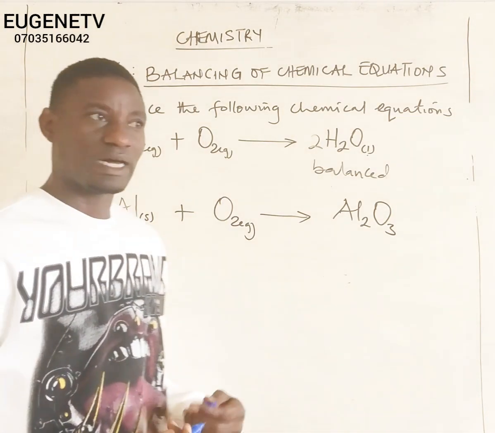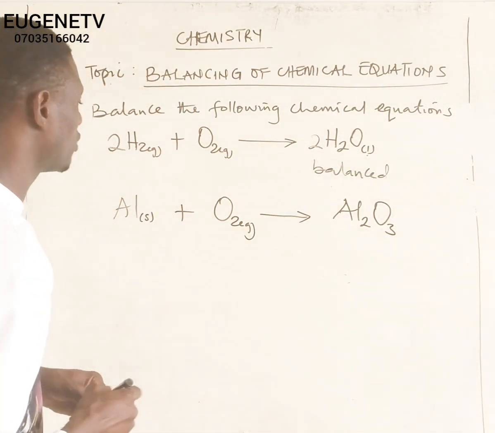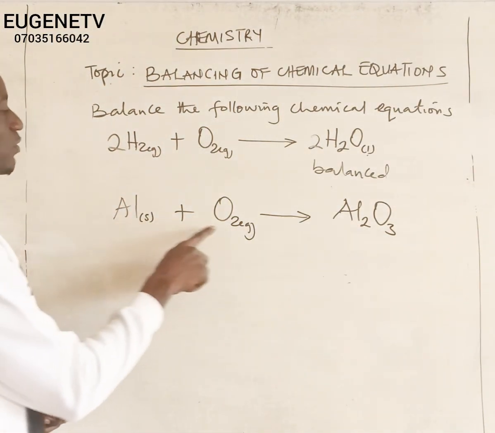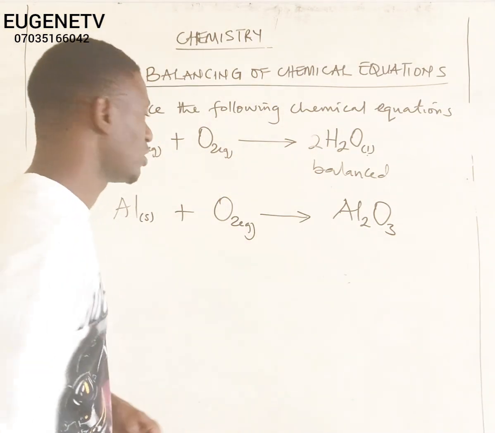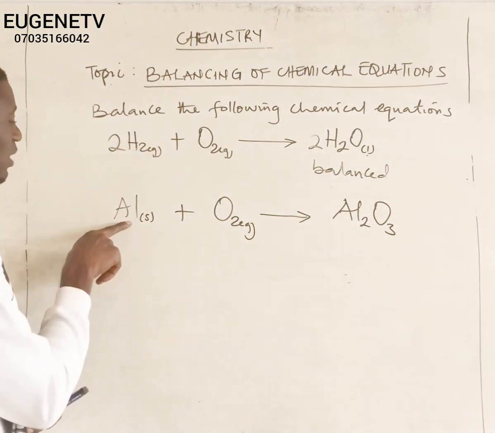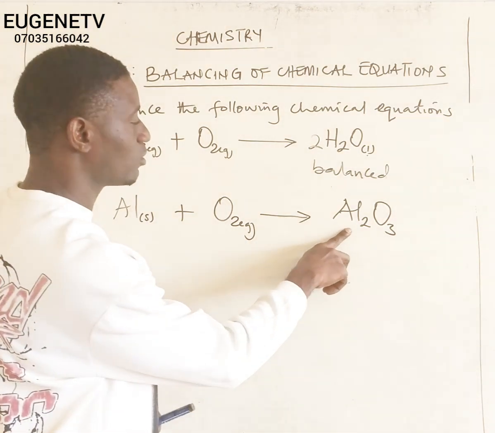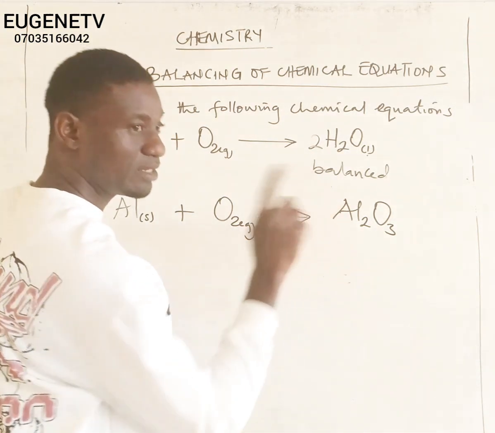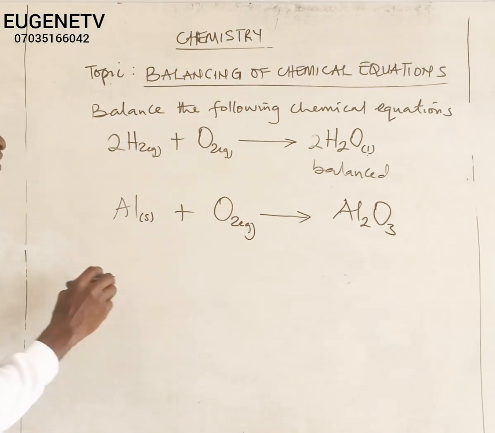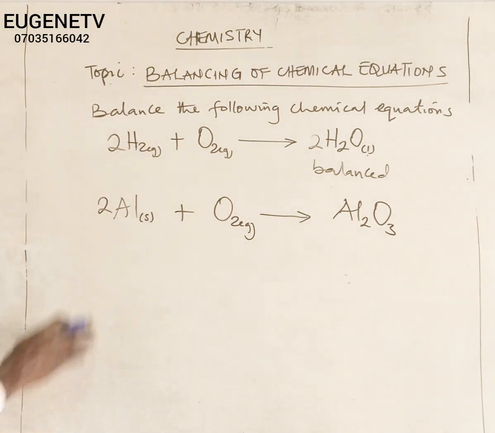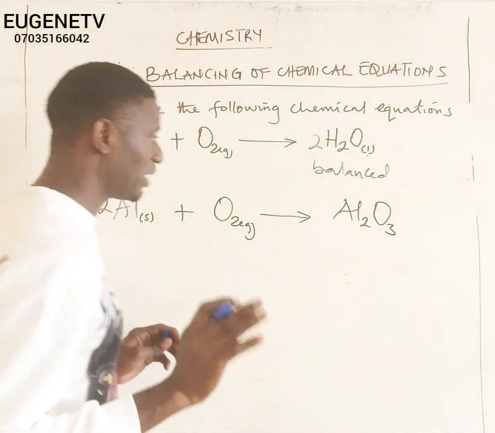Okay, have we been able to balance it? Okay, let us work it together. Now, looking at this equation here, it says that aluminium combined with oxygen to form aluminium oxide. Look, we have one atom of aluminium on the left hand side, whereas on the right hand side we have 2 aluminium. That means aluminium is not balanced. So what will happen if we put 2 here, it will mean that we'll have 2 aluminium here, but we'll have 2 aluminium here also, so it is balanced.